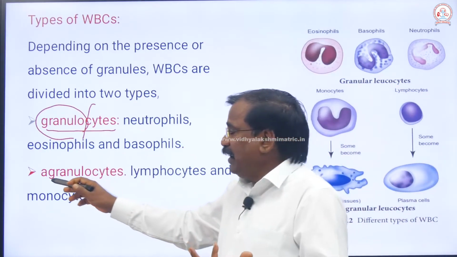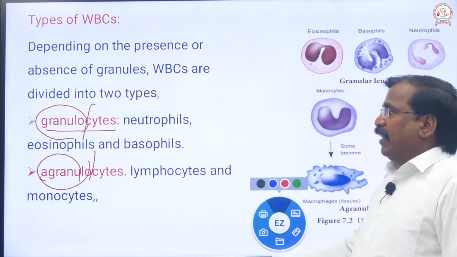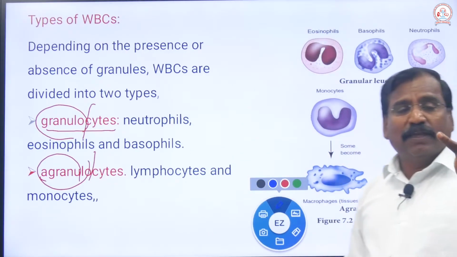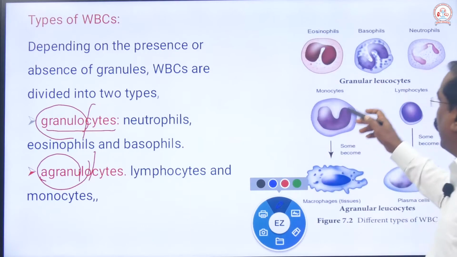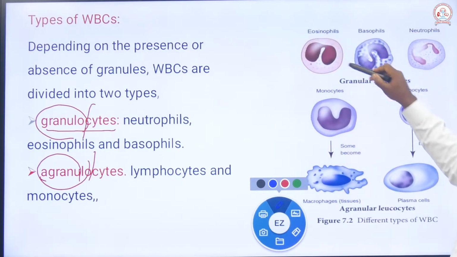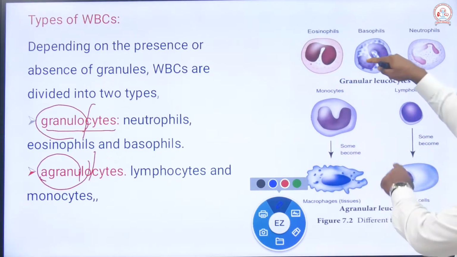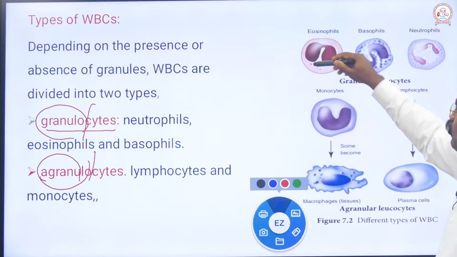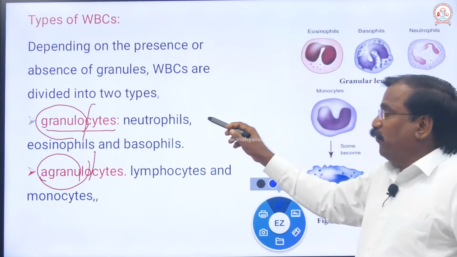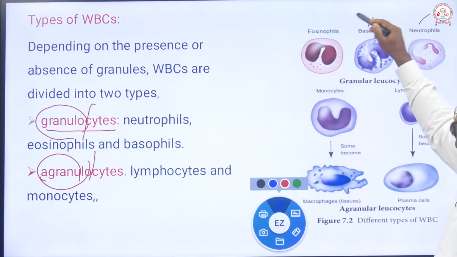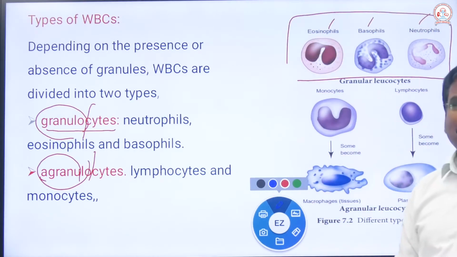If no, A means absent, agranulocytes, no cytoplasmic granules. The 5 types I mentioned: neutrophil, eosinophil, basophil, these 3 come under the granulocytes. See this diagram, the cytoplasm contains granules, pigments. That is why neutrophil, eosinophil, basophil come under the granulocytes, because the cytoplasmic granules are there.